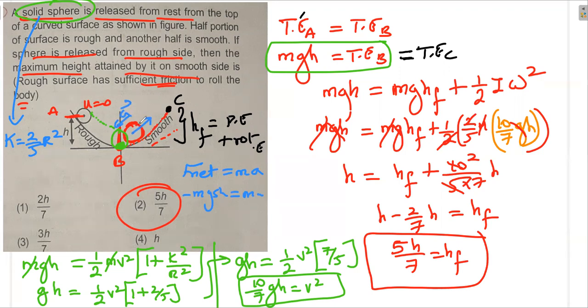Acceleration means linear acceleration, so linear velocity will change, but there is no torque, so no angular acceleration. So angular velocity will remain constant. So the same angular velocity here will be on the top. I hope you understand this.